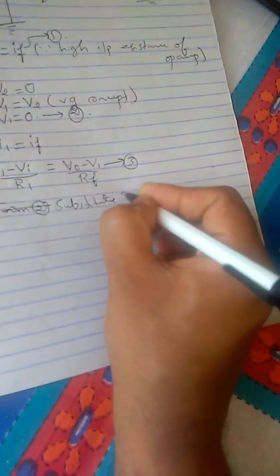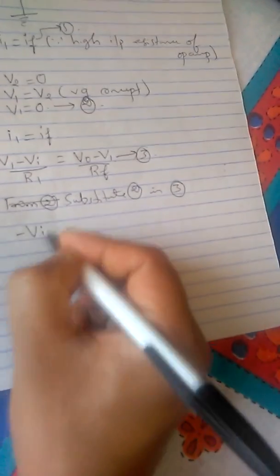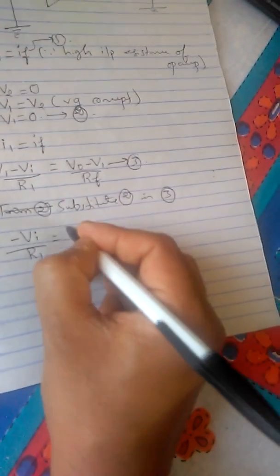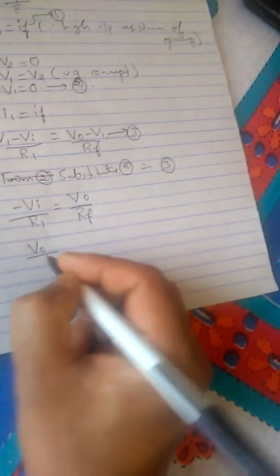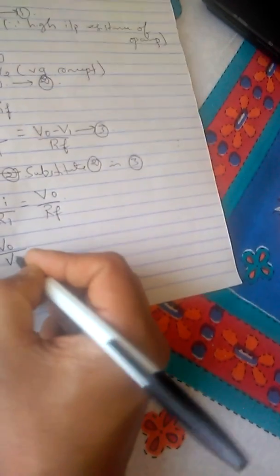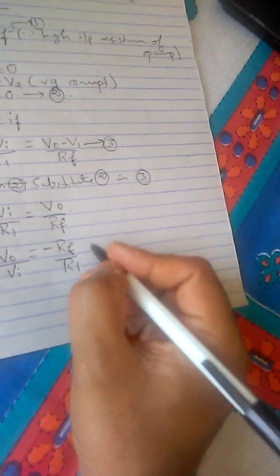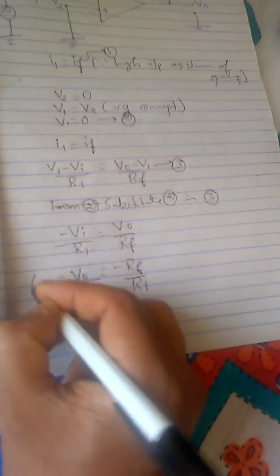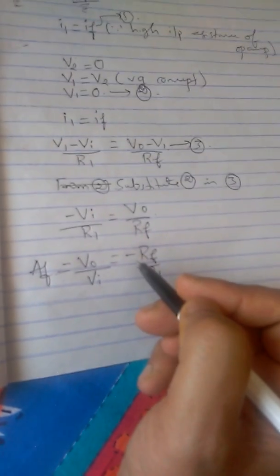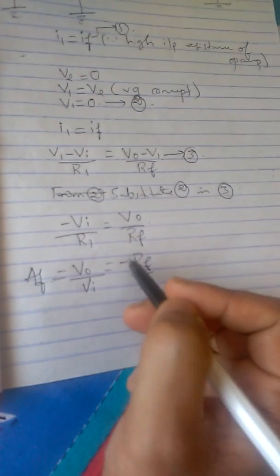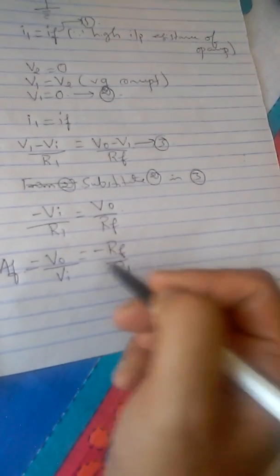Substituting equation number 2 in equation number 3, what happens? Minus Vi by R1 equal to V0 by RF. Voltage gain means output voltage by input voltage. So V0 by Vi equal to minus RF by R1. This I am calling AF, the closed loop gain, V0 by Vi. Why are we getting the minus sign here? The minus sign indicates that the output voltage we get is inverted as well as amplified.